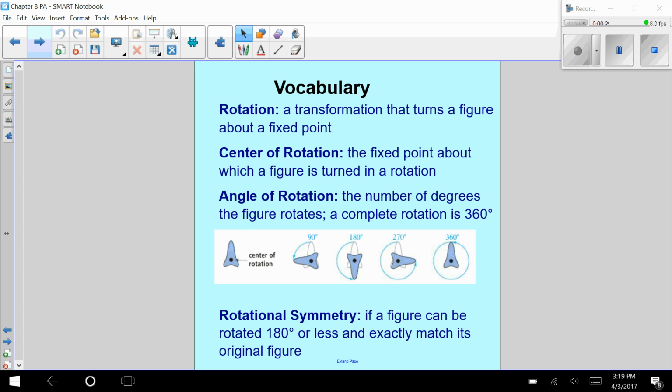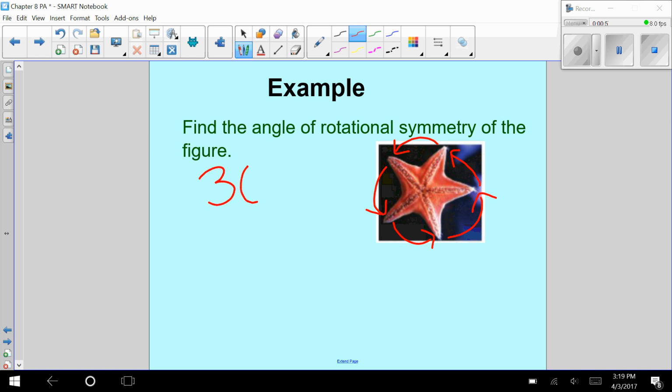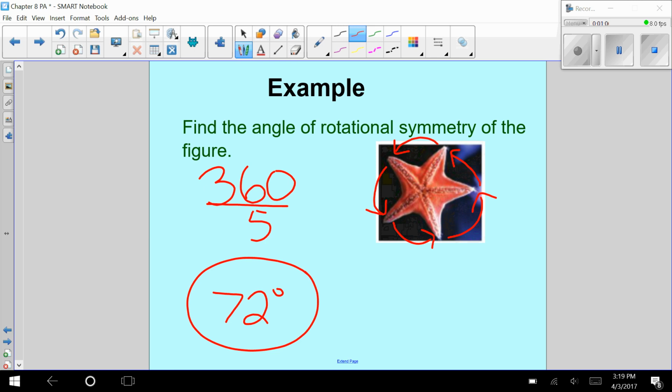A rotational symmetry is if a figure can be rotated 180 degrees or less and exactly match its original figure. Let's start with rotational symmetry. So if I take this starfish and I turn it, it's going to end up looking exactly the same. So how many times would I turn it to get back to the original though? Well, I would turn it once, twice, 3 times, 4 times, 5 times to get back to the original. All the way around is 360 degrees, so divide that by the 5 turns, and we have 72-degree rotational symmetry. That means if I turn it 72 degrees, it lies exactly on itself.